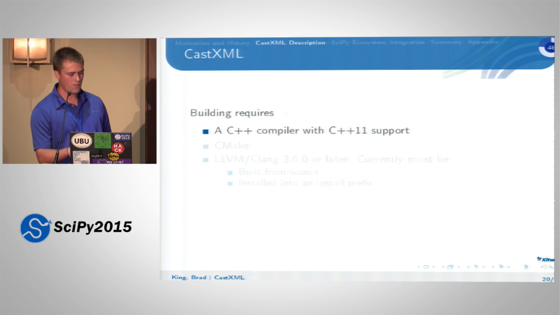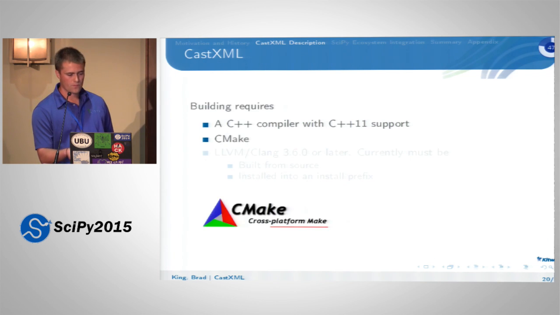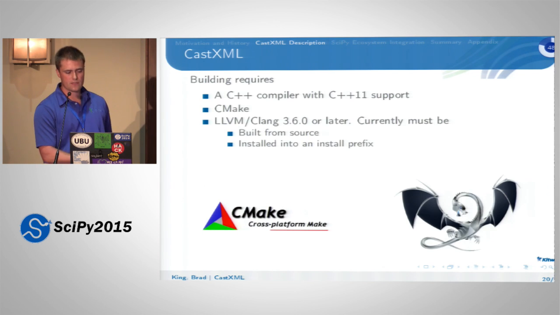So very similar, does the same thing, and it will work with a C++ compiler that has C++11 support, so Microsoft Visual Studio and GCC and clang. And you build it with CMake, and then you build against LLVM clang. You need 3.6.0 or later.